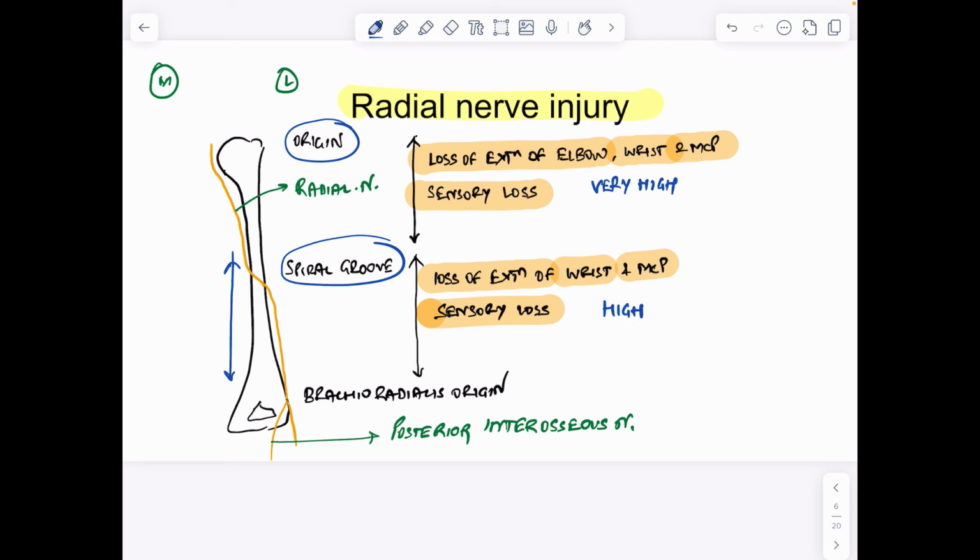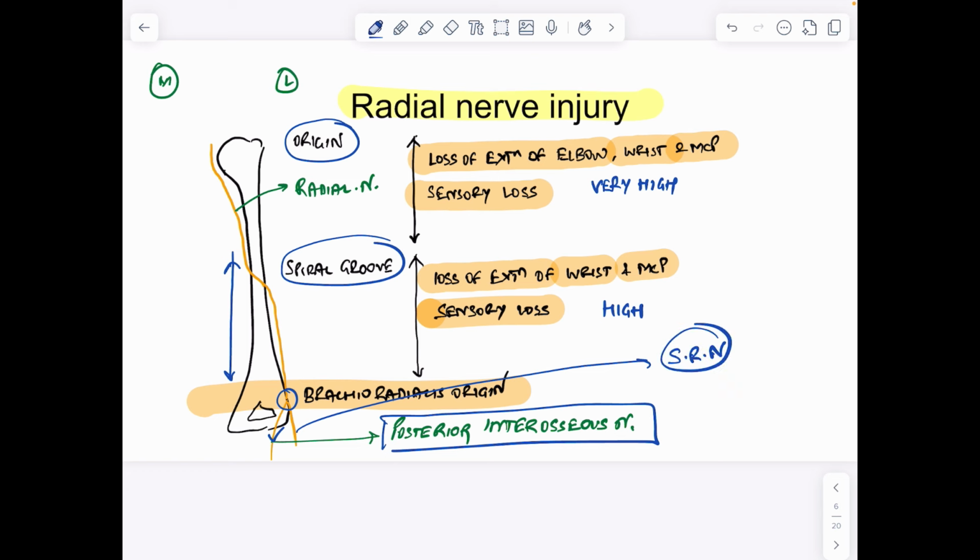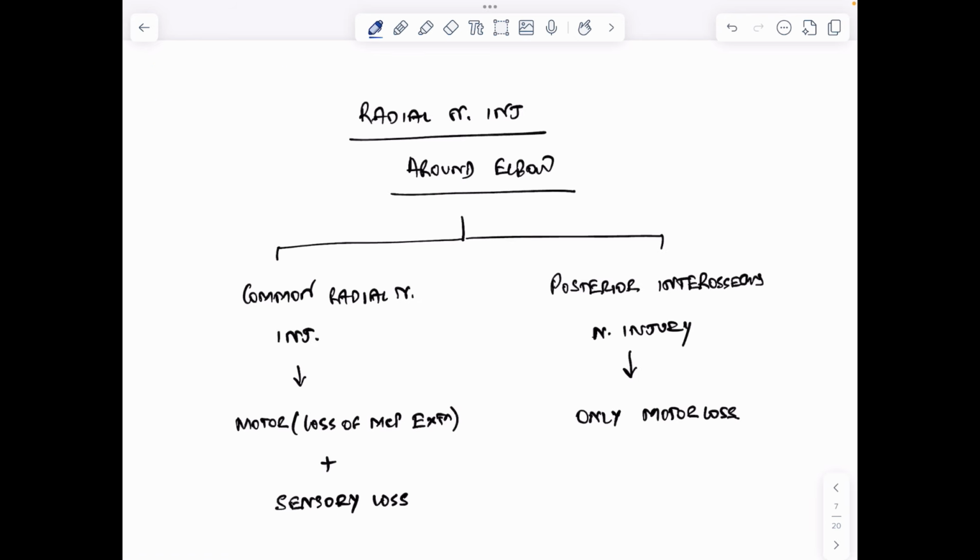And then finally, if the radial nerve is injured at or around the level of the elbow, that means from the brachioradialis origin down, then, as it is very clearly evident from the image also, the radial nerve divides into two of its branches. One, the posterior interosseous nerve, and the other one is the superficial radial nerve. Now you see, the posterior interosseous nerve is a pure motor branch of the radial nerve. That means if there is an injury to the posterior interosseous nerve, then there will be no sensory loss. What might happen in case of low radial nerve injury, which happens around the elbow?